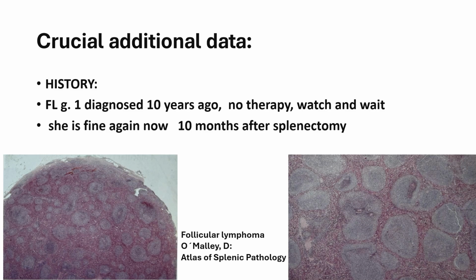And on the screen there are two reproductions of just the usual appearance of follicular lymphoma in the spleen. Like you can see much more infiltration there. So that's all. Thank you very much.